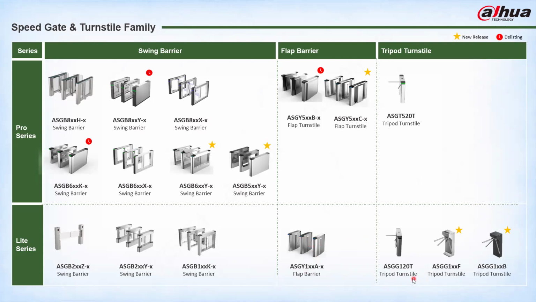Then the tripod, we have the ASG G120T, SGG, with some other variables. And then again, we have ASGG1 variables B. So these are the new products that have been released in the market, trying to give more meaningful functions than what was there before.